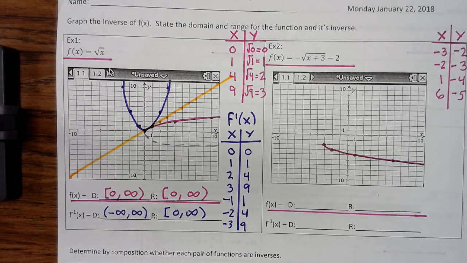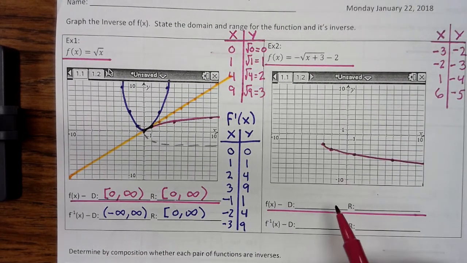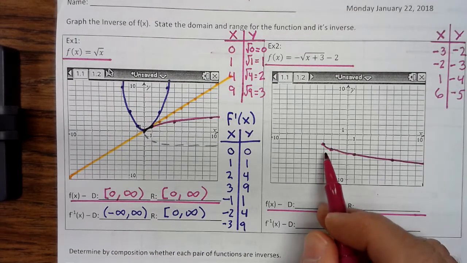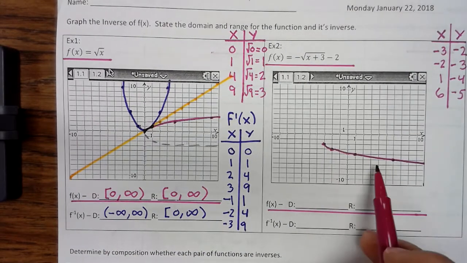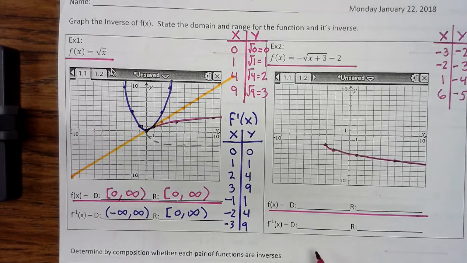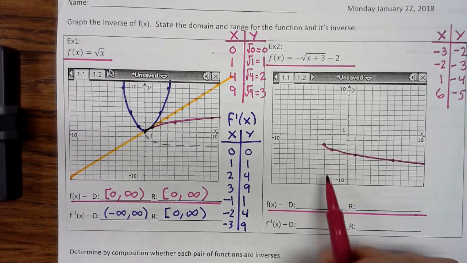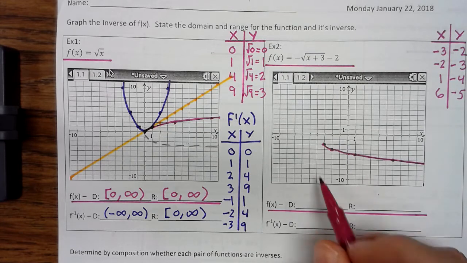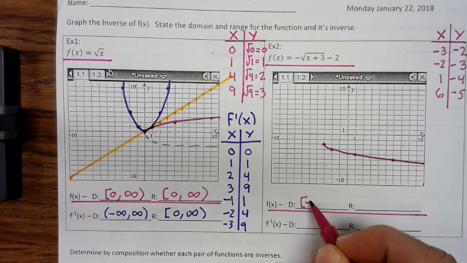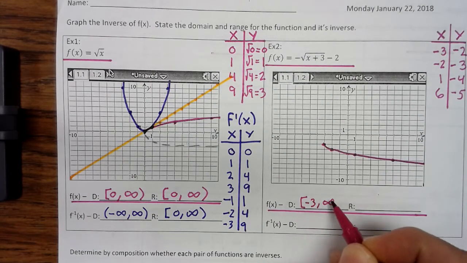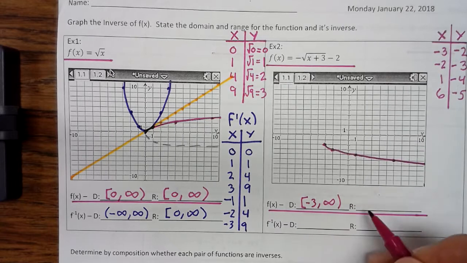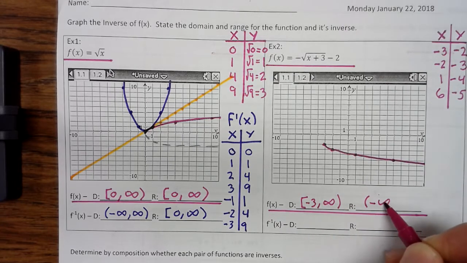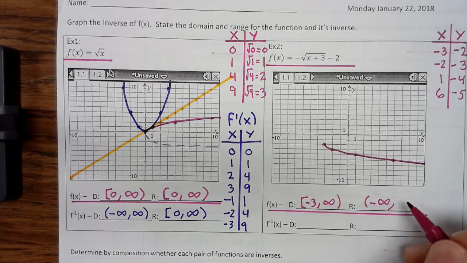Now, in this problem, I'm actually going to start and do the domain first and range for the f of x. So sometimes it's easier to do it because you're just looking at that. You don't have to. You can do it the other way like in example 1. But here, the domain would be from -3 to infinity, and the range would be from negative infinity to -2.